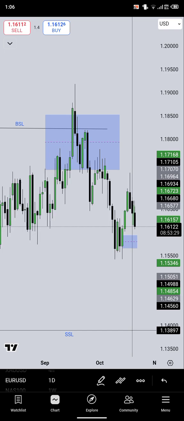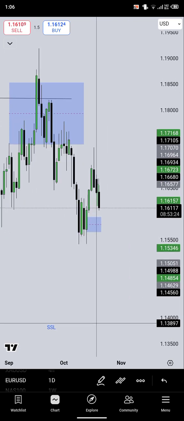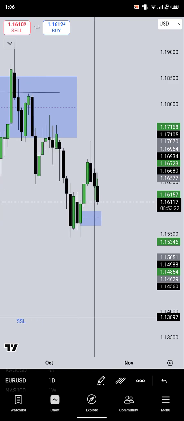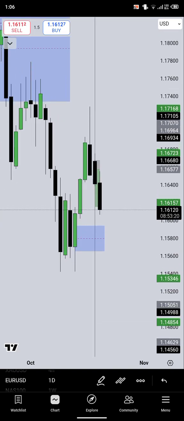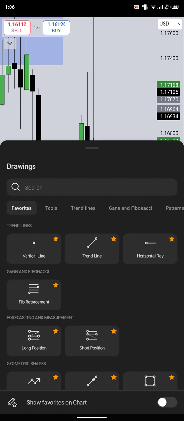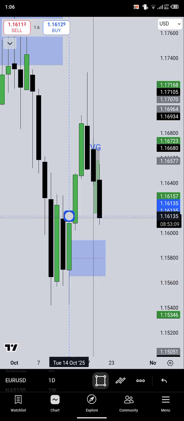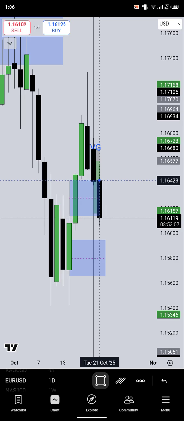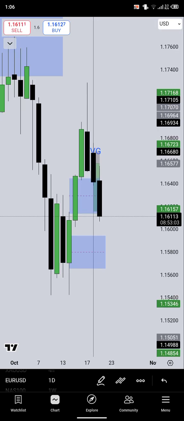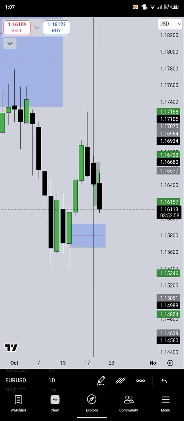Look at the change in state of delivery, and then the fair value gap. So knowing that, price then created another fair value gap here, another fair value gap here. So the sell side liquidity and the fair value gap were acting as my draw.